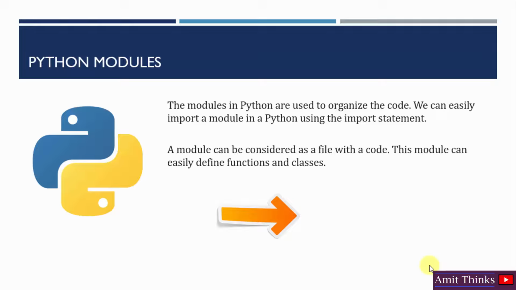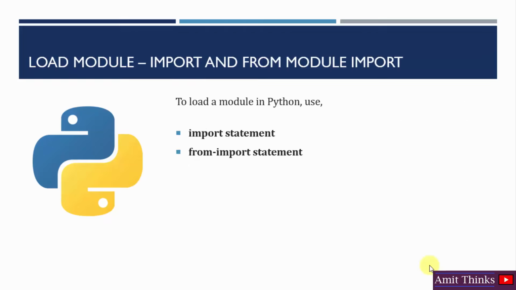So when we group related code into a module, it makes the code easier to understand. You can consider a module as a file consisting of Python code. This module can also define functions, classes, and variables. Now we'll see how we can load modules in a Python program.